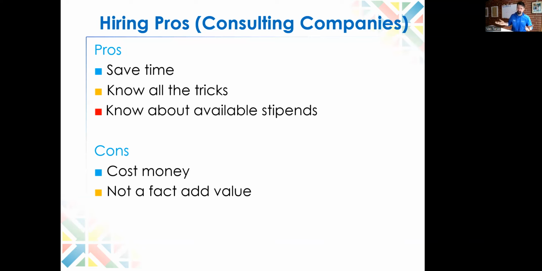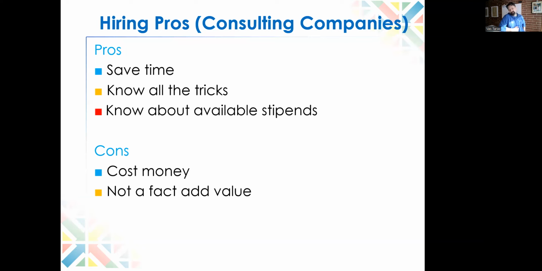Obviously, if a family has money to hire professionals, sure, go ahead. I think it will help. It saves time. They know all the tricks. They know all about available stipends. It may be totally worth the money. But then again, it costs money.